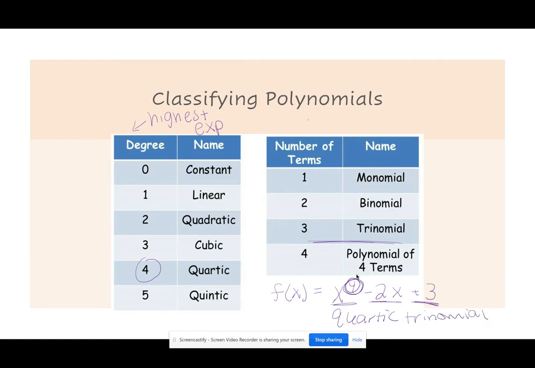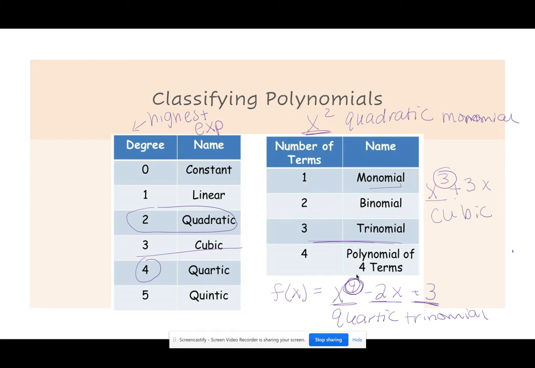If we had just x squared, our highest exponent is 2. So it would be a quadratic. And then it's only 1 term. So it's a quadratic monomial. One more, x cubed plus 3x. The highest exponent is 3, so it's a cubic, and it has 2 terms, binomial. So that's just classifying them.